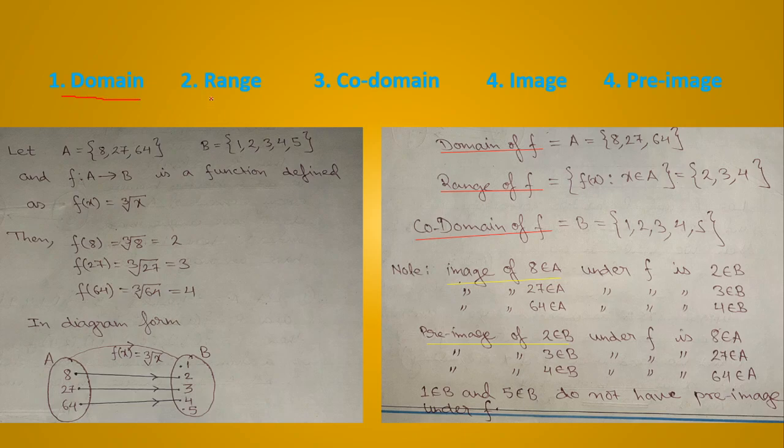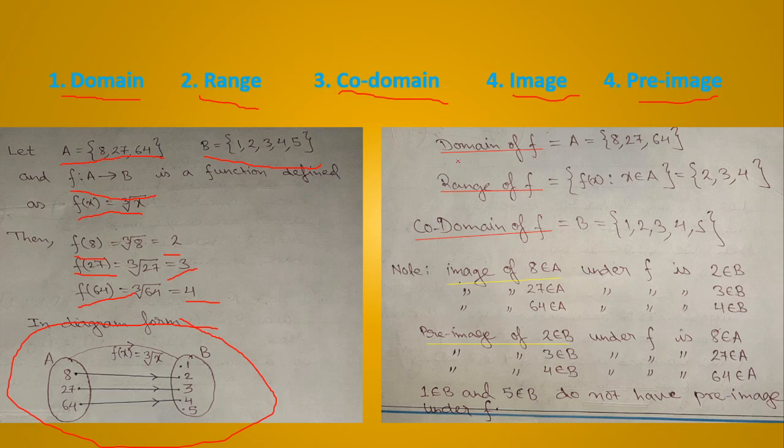Now we will discuss the following terms: domain, range, codomain, image, preimage. For this we have taken two sets A and B, and we have defined f from A to B such that f(x) = cube root of x. So f(8) is equal to 2, f(27) is 3, f(64) is 4. This is the diagram form.